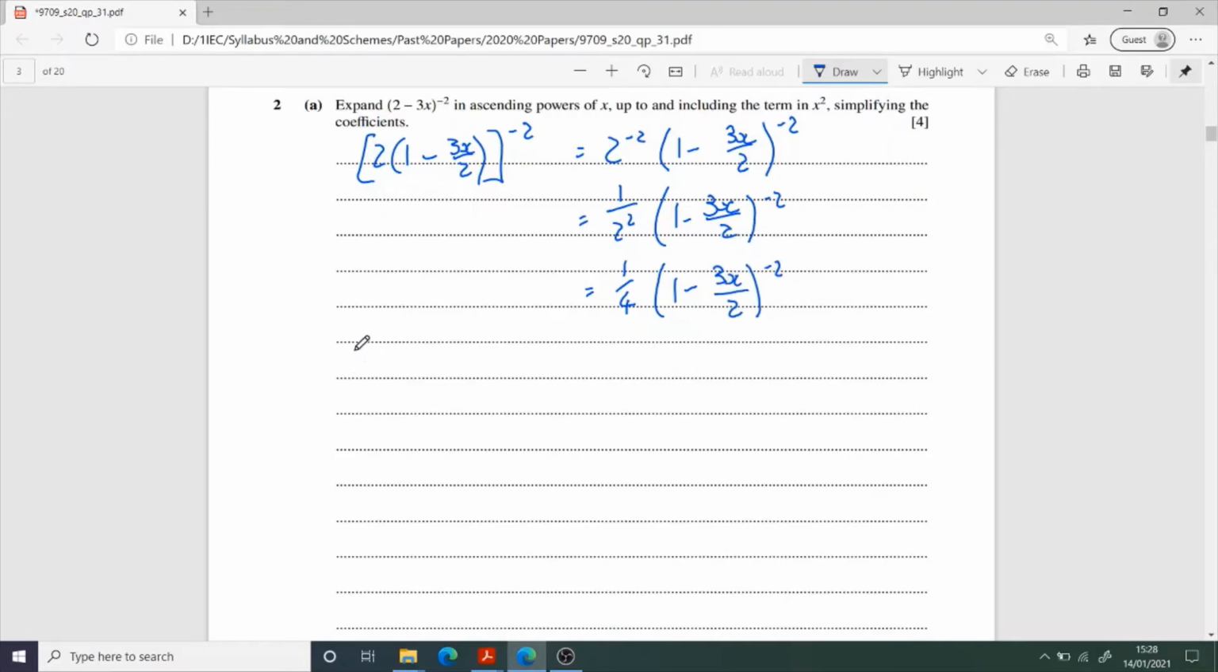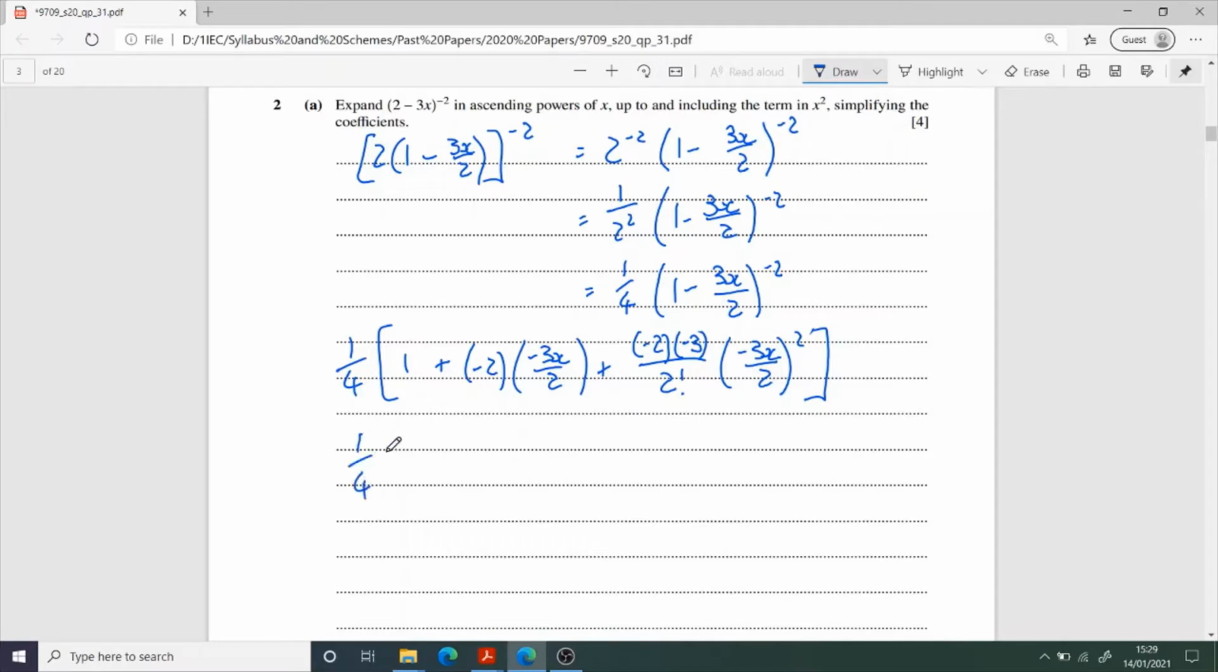So here we go. Grab your formula books if you want to. So it's 1 plus nx, so minus 2 times negative 3x over 2 plus n times n minus 1 divided by 2 factorial times minus 3x over 2 squared. And it only asks us to go up to the term including x squared. So I'm going to stop there.